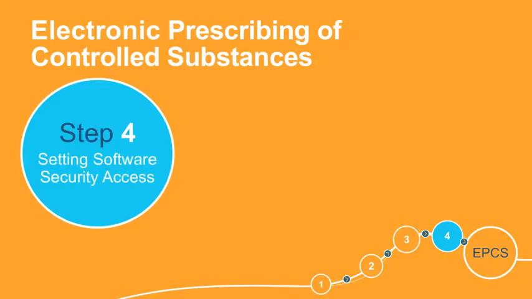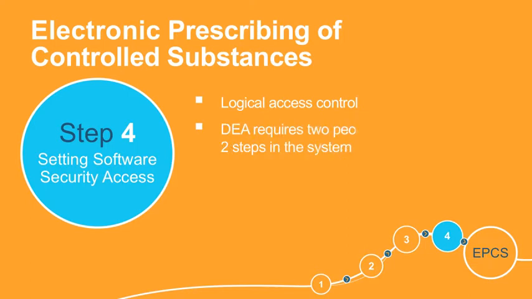And finally, step 4, setting the software security access. The DEA refers to this as logical access control. The DEA requirement is that two different people must perform two steps in the system. Now, these two people can be on the same team.